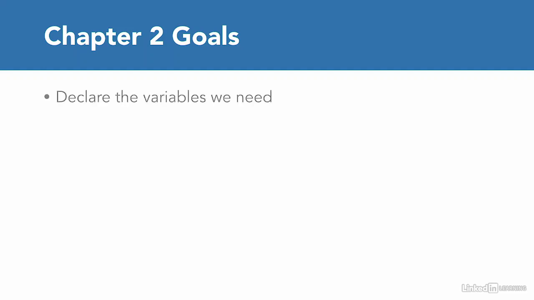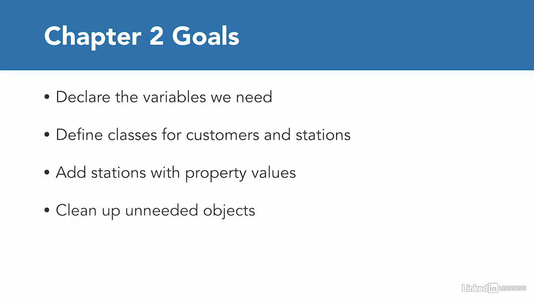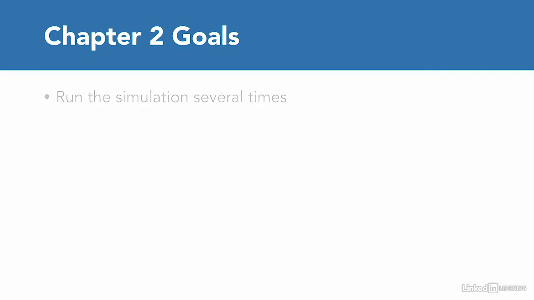Specifically in this chapter, we will declare all the variables we need, define classes for customers and stations, which are the business objects within the simulation, and then we will add stations and assign values to properties. Following that, we will clean up any unneeded objects. Then, with all of that programming in place, we will run the simulation once to make sure it works, and then run it multiple times so that we can see how results vary over time.